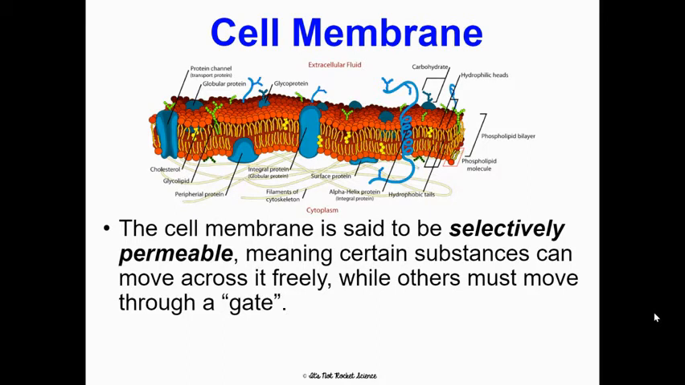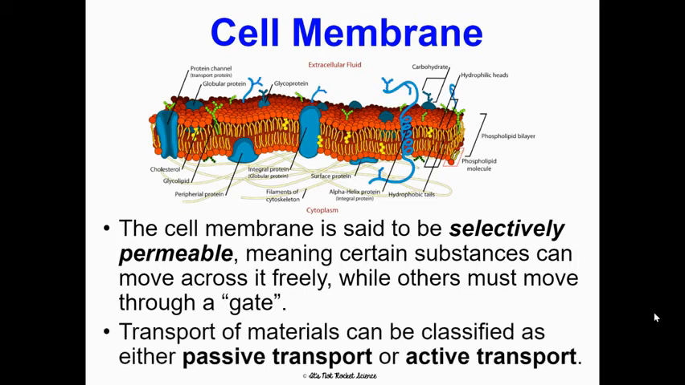And what that means is that certain substances can move freely across the cell membrane while others need to move through a "gate." So this is not literally a gate in the cell membrane, so that's why it's in quotations, but it is usually a protein that acts like a gate to control what goes in and out if it's something that isn't able to move freely on its own. Transport of materials across the membrane can be classified either as passive transport or active transport.